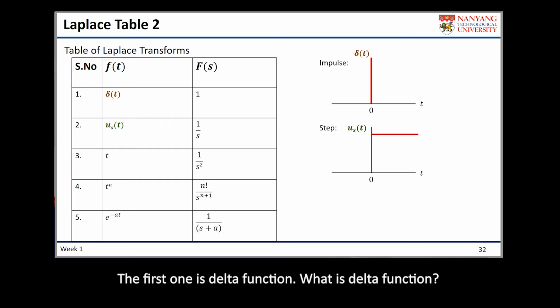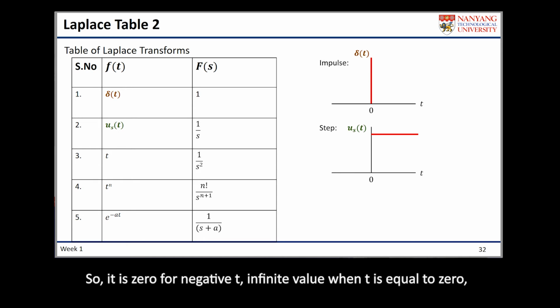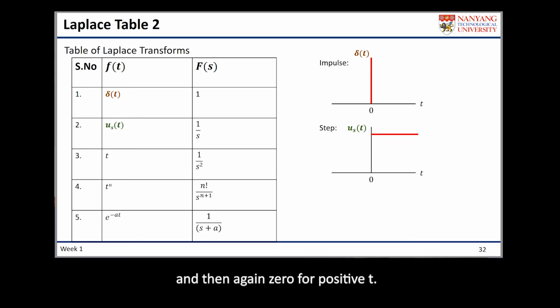The first one is delta function. What is delta function? Delta function is what we call as impulse function. How does an impulse function look like? Impulse function looks like this. The value of impulse function is equal to 0 for all t, except when t is equal to 0. When t is equal to 0, the impulse function will have an infinite value. So it's 0 for negative t, infinite value when t is equal to 0, and then again 0 for positive t. That is the first function, delta function, or we call it as an impulse function.